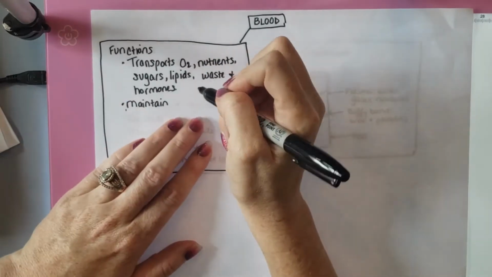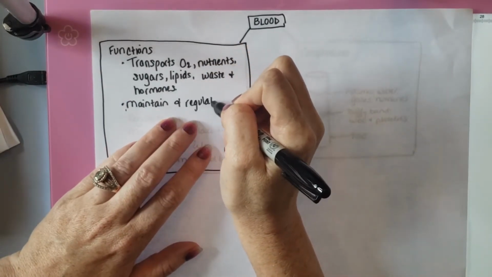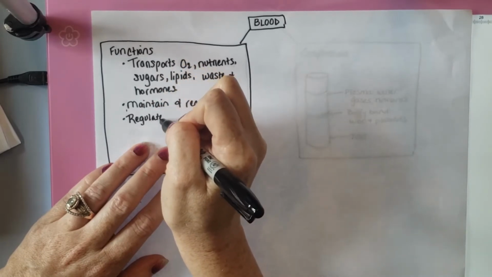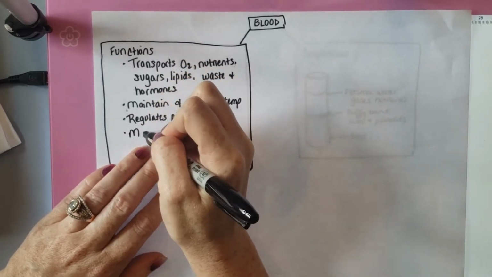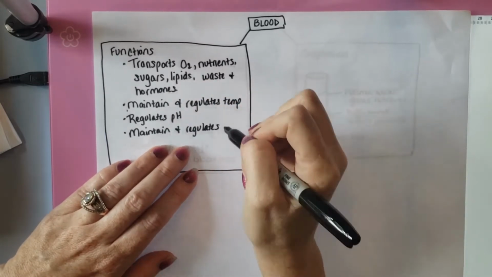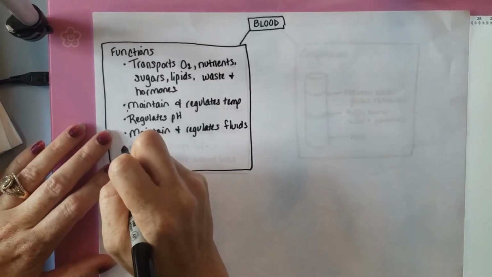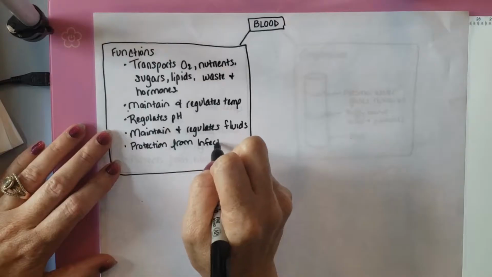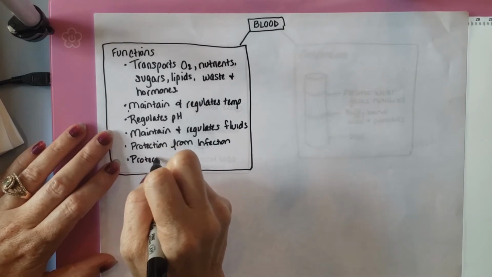Okay, so it also maintains and regulates lots of things. So it maintains and regulates the temperature, it regulates the pH of the body, it maintains and regulates fluids, and it also helps with protection. So it helps protect from infection and it protects from blood loss as well.